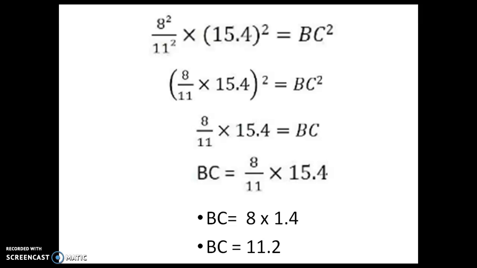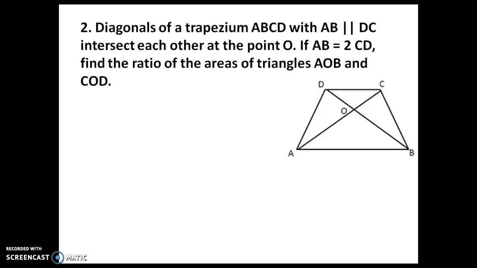You should write that. The next question: diagonals of a trapezium ABCD with AB parallel to CD. So where is AB? AB is here, DC is here. These two lines are parallel. The diagonals intersect each other at point O. So these two diagonals are intersecting at O. If AB is equal to 2CD, so the length of AB is equal to 2 times CD, find the ratio of the areas of triangles AOB and COD.